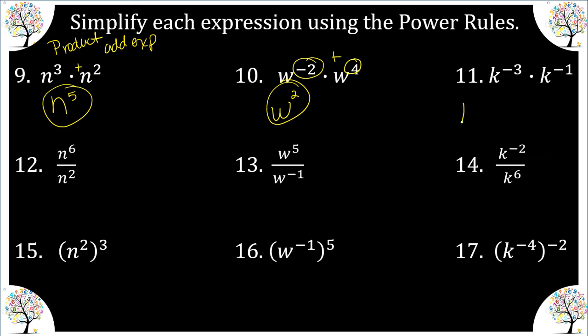Number 11, we have a factor of k, and we add exponents, and we get negative 4. We can't have a negative exponent, so we reciprocate it and get 1 over k to the 4th.